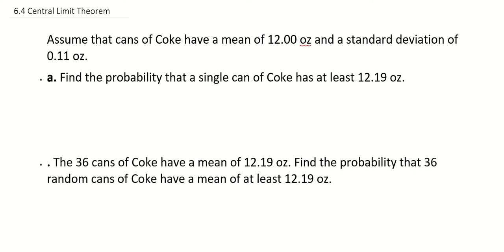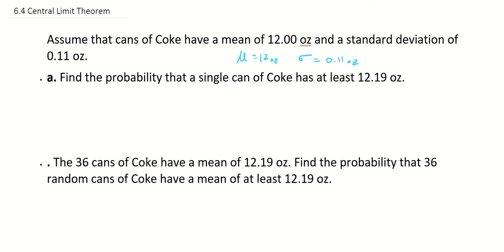This video is about Central Limit Theorem. I will explain this concept by going through this example. Assume that cans of Coke have a mean of 12 ounces and a standard deviation of 0.11 ounce. A. Find the probability that a single can of Coke has at least 12.19 ounces.